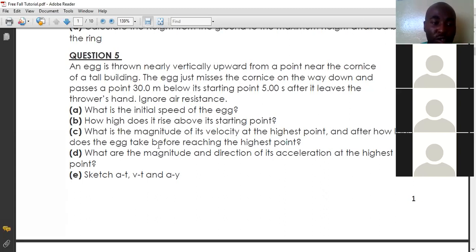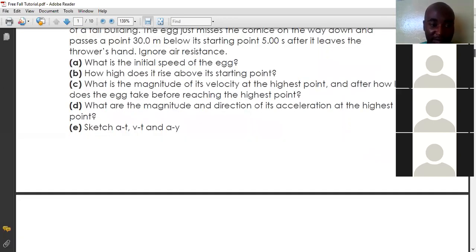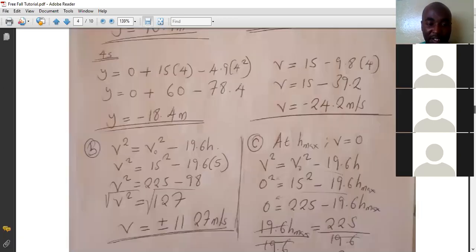They give you 1 or 2 marks for this, because all they want you to know is that acceleration is constant. Are we together? So now let's go to the answers.